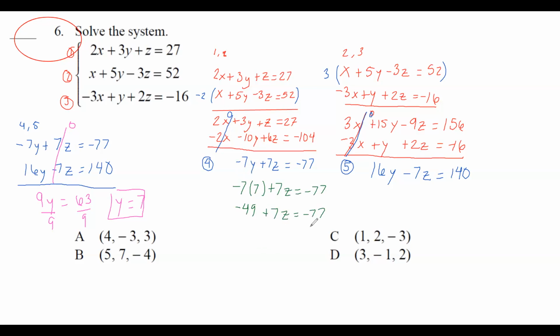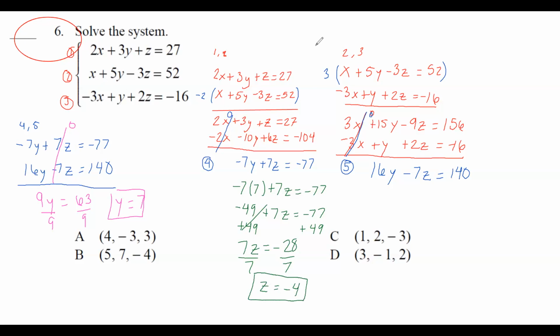49. What do I do next, guys? The two-step equation? Add 49 on both sides. I'm left with 7z equals negative 28. Divide by 7, and I'm left with z equals negative 4. So I have my z. Now I have to show my work for our x value.